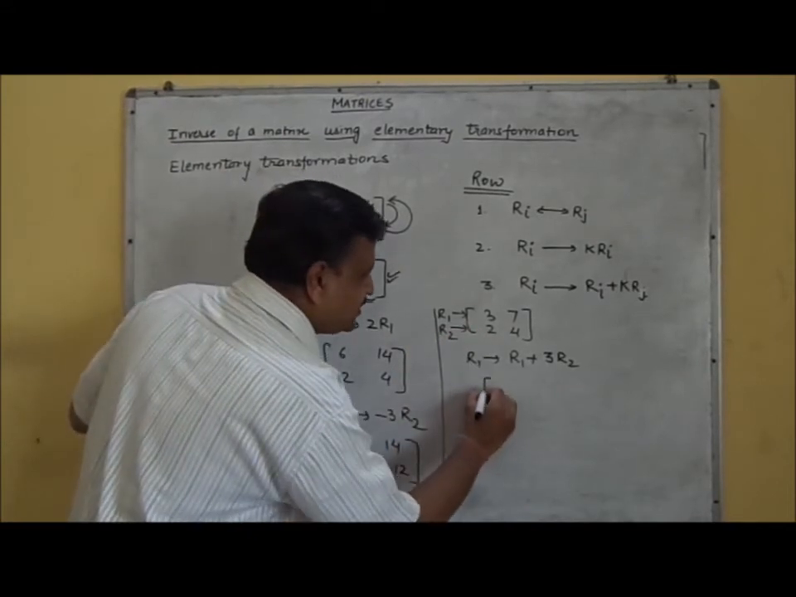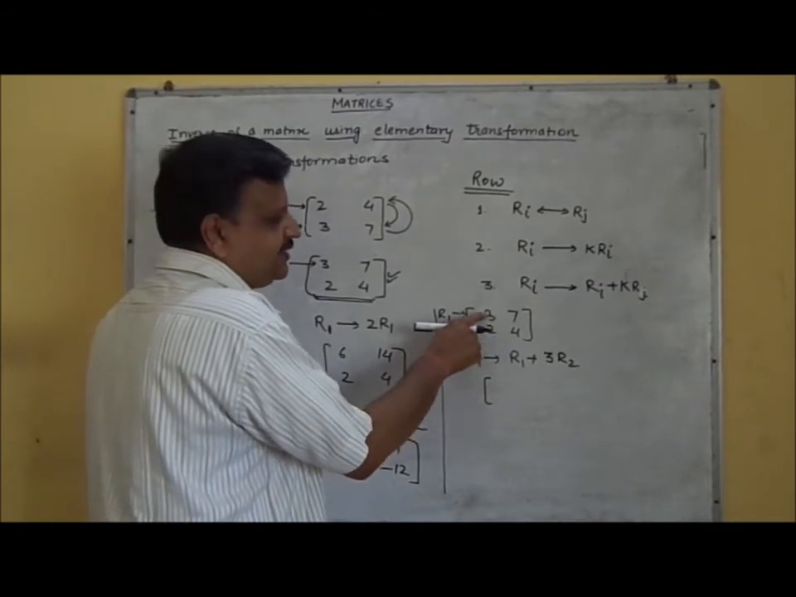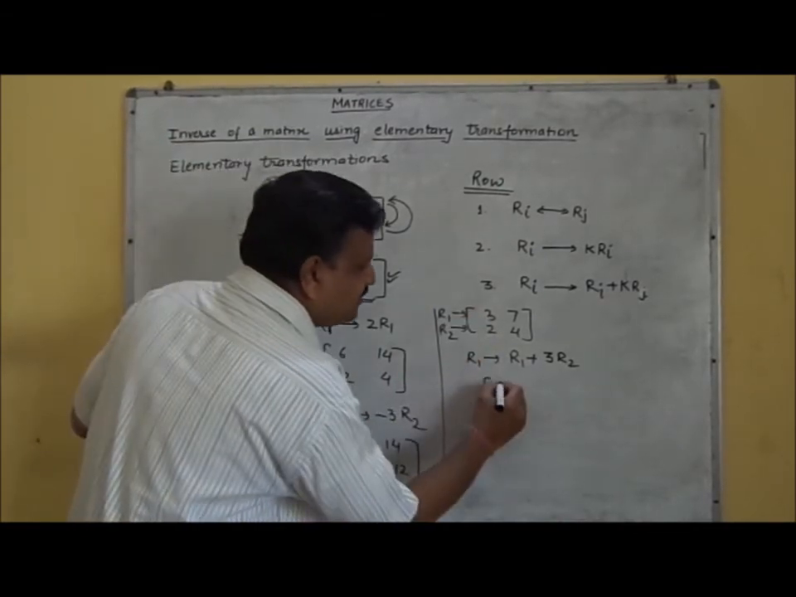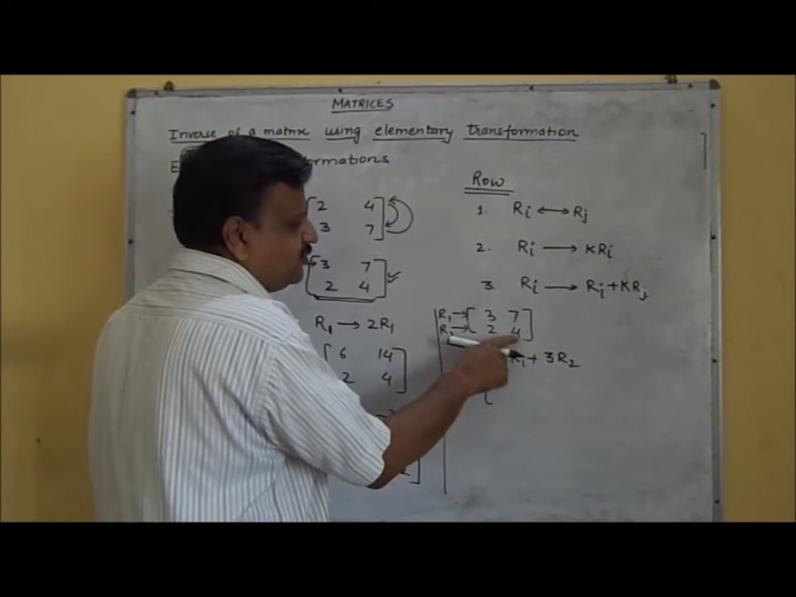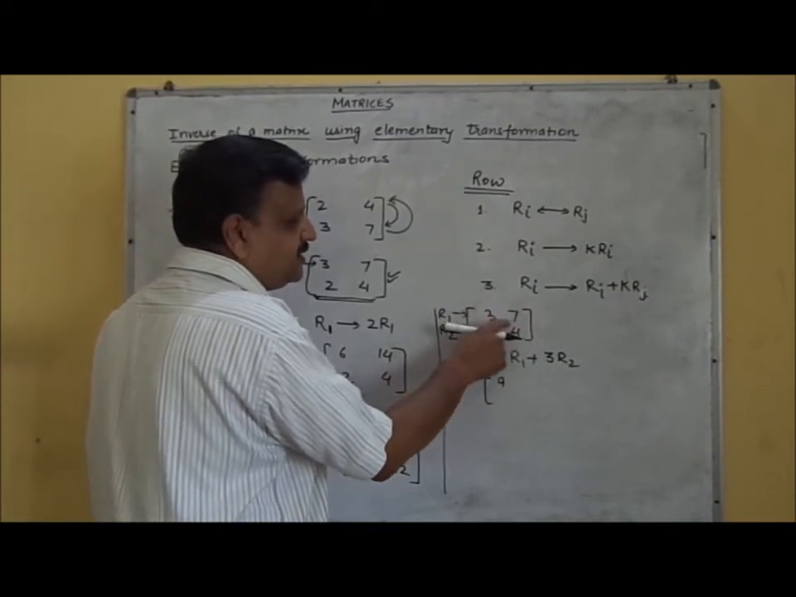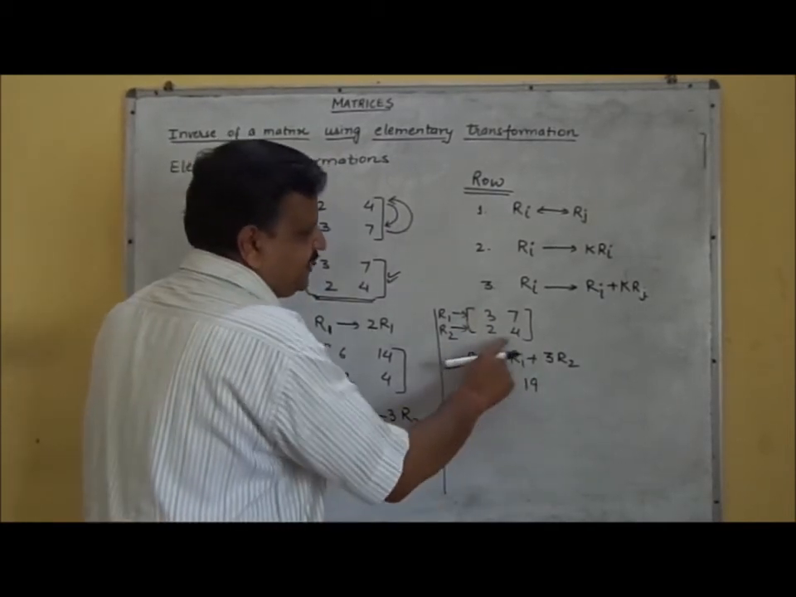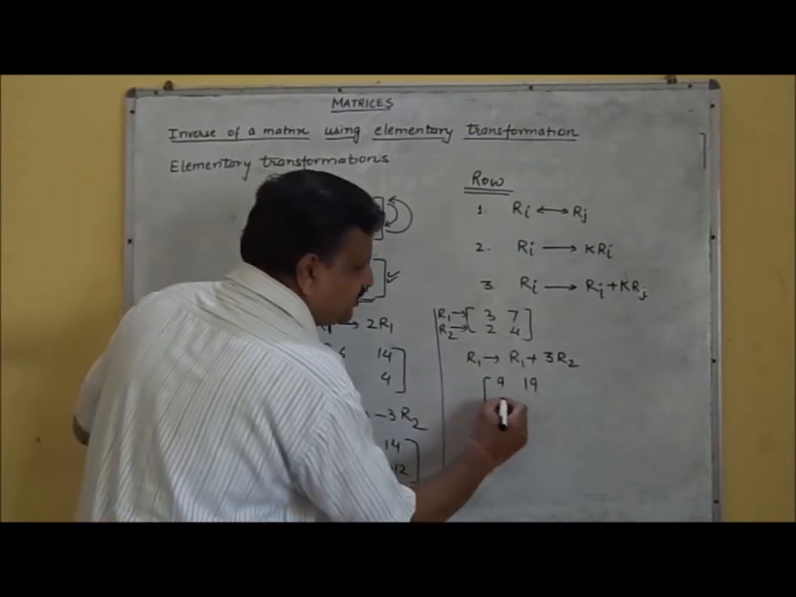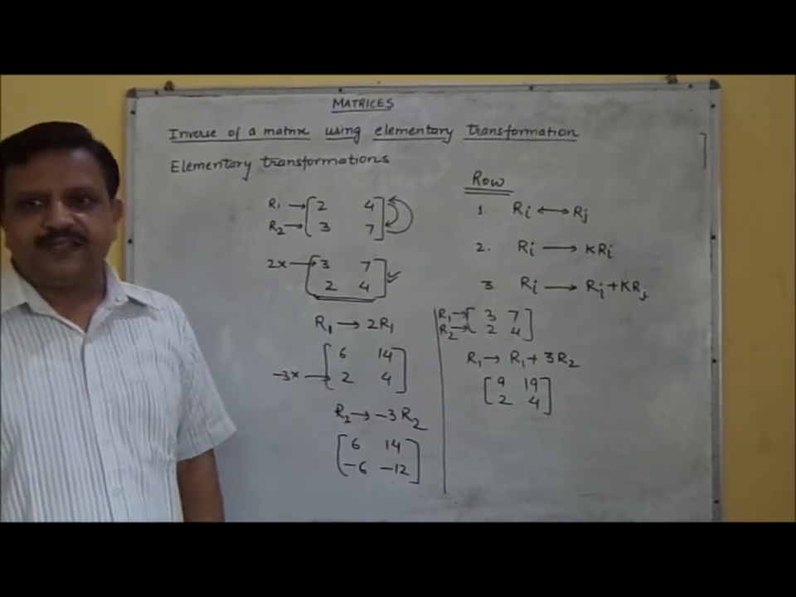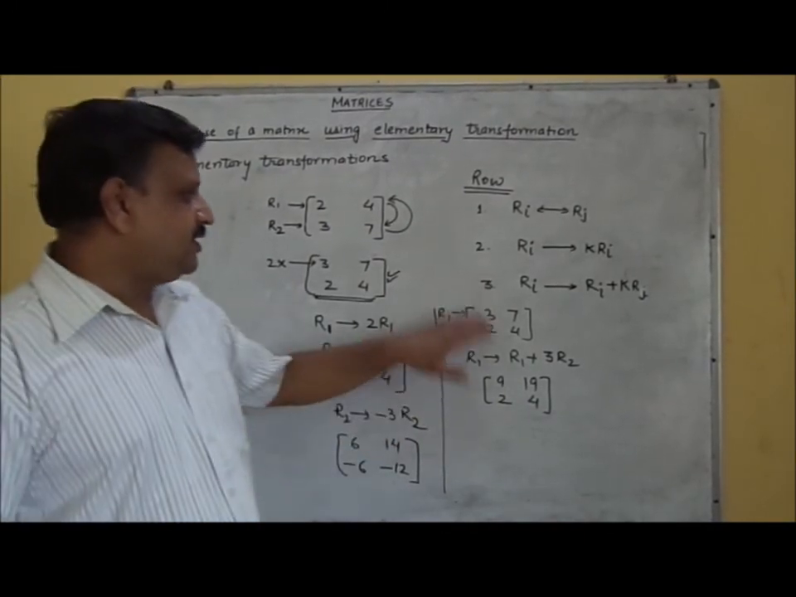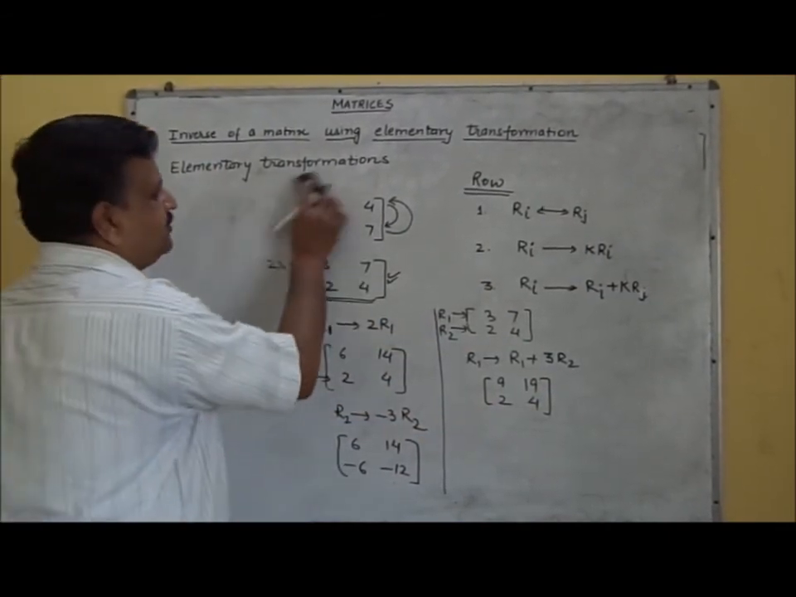Now row 1 becomes: multiply the second row by 3. 3 twos are 6, so add 6 to this 3, and it becomes 9. Similarly here, multiply this 4 by 3. 4 threes are 12, so add that 12 to this 7, and it becomes 19. Now write the second row as it is because we are not replacing this row, so it is 2 and 4. So this is the new matrix. In this way we can apply these three row transformations, and the same are in columns also.